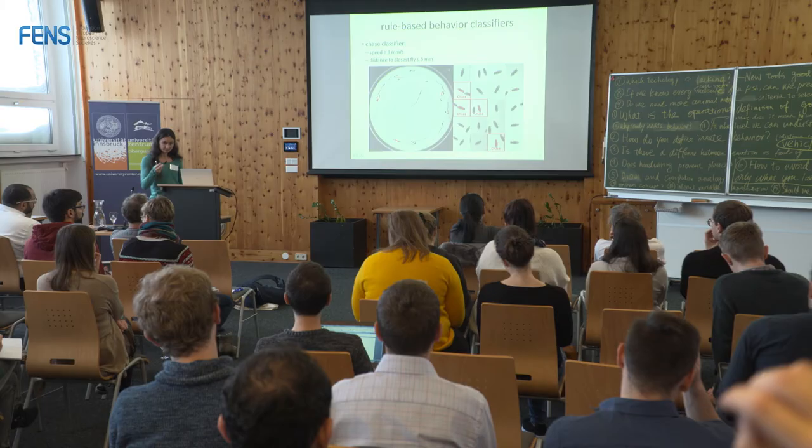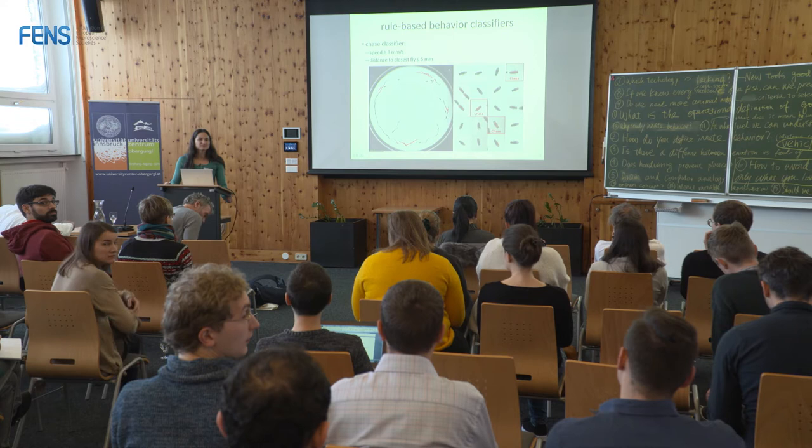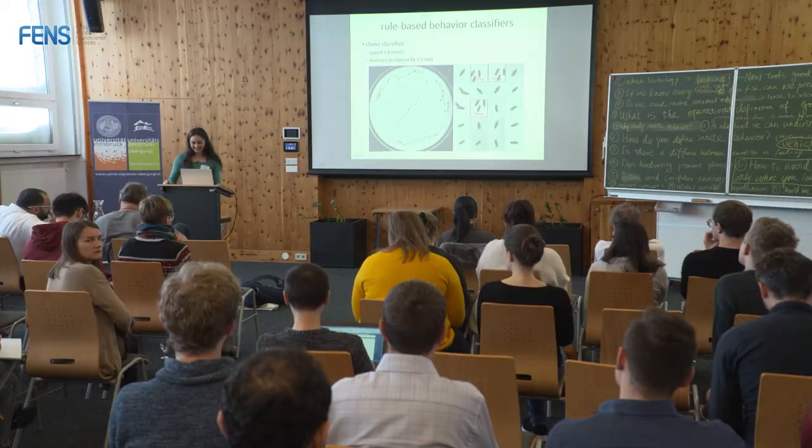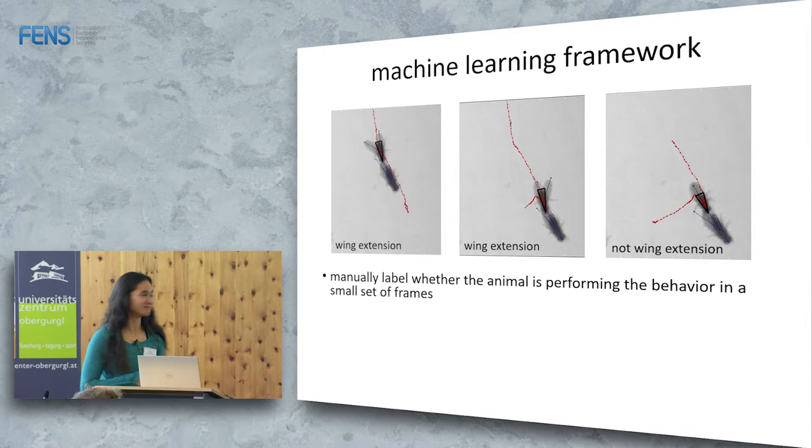So for the algorithm to learn something, you need some examples, right? So it needs to be trained on some background examples that have been selected by humans. So you do the selection in the task, and then you say, OK, this is chase behavior, this is not. Yes, exactly. OK, and that is what we're going to do, right? So that's a great idea. That's what we tried. You can use a machine learning framework for this, where a biologist manually labels whether the animal is or is not performing the behavior in a small set of frames. And then you train a classifier.